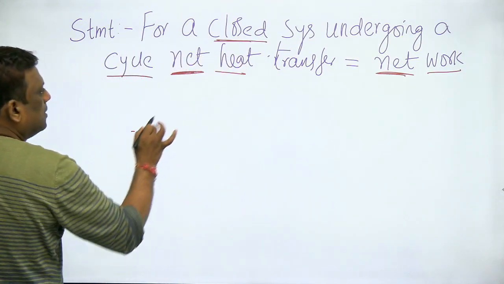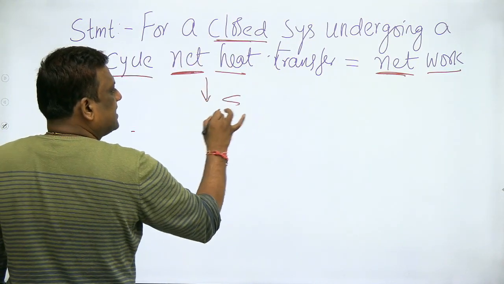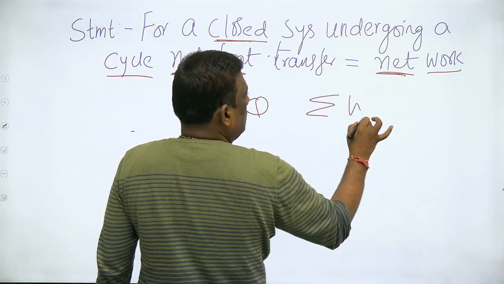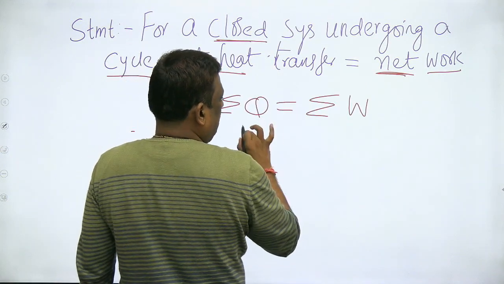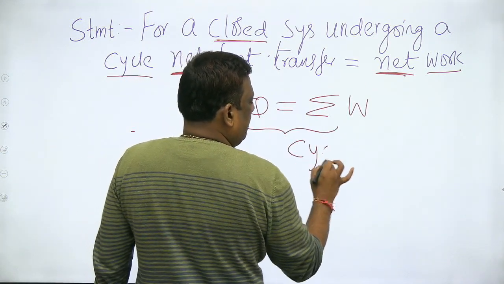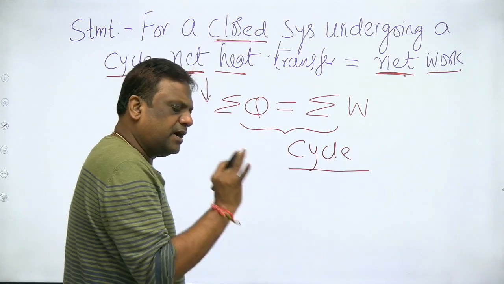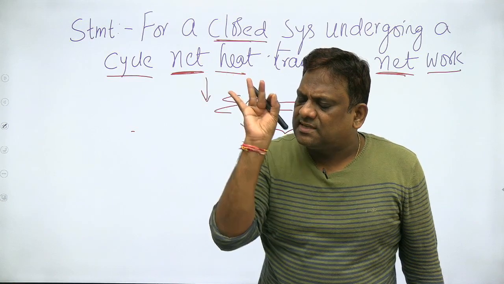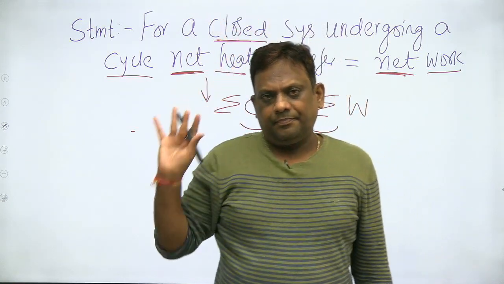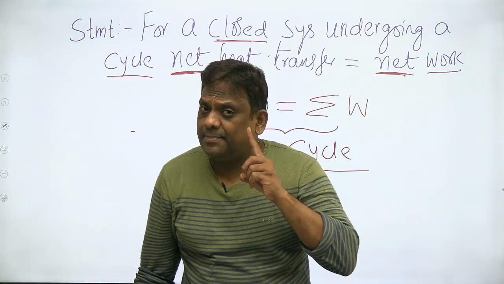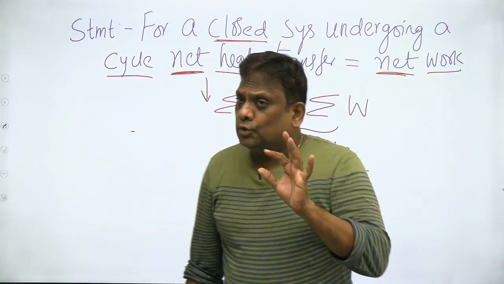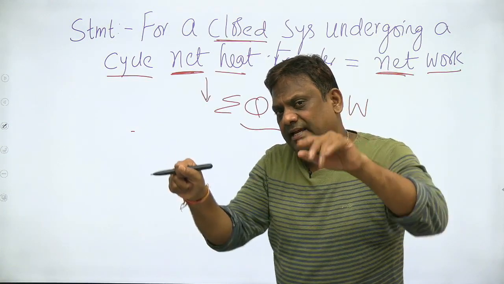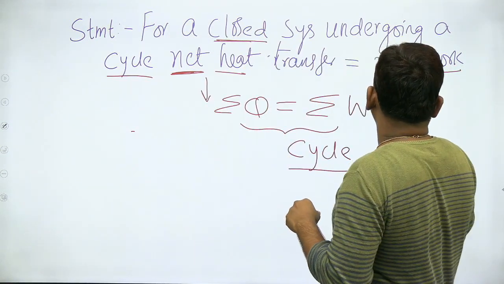When I use the word net heat, it is actually sigma Q. When I use net work, it is actually sigma W. So net heat is equal to net work, and this is strictly applicable for a cycle. This is the first law of thermodynamics equation for a closed system undergoing a cycle. And one more point you should keep in mind. I never told you that this is a reversible cycle, and I never told that it is an irreversible cycle. It is valid for any cycle.